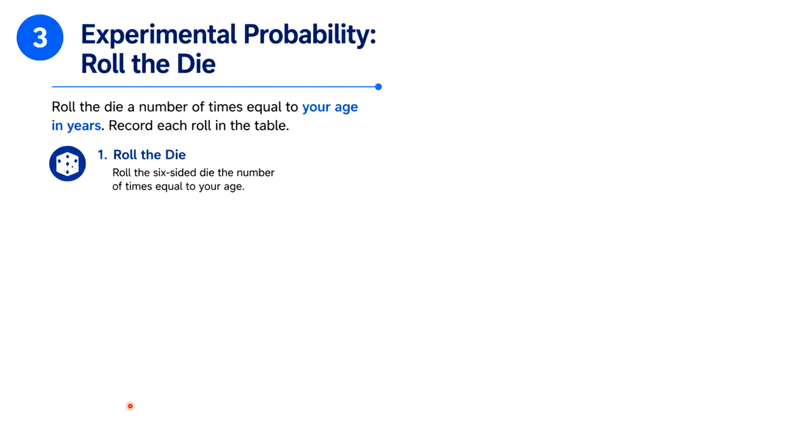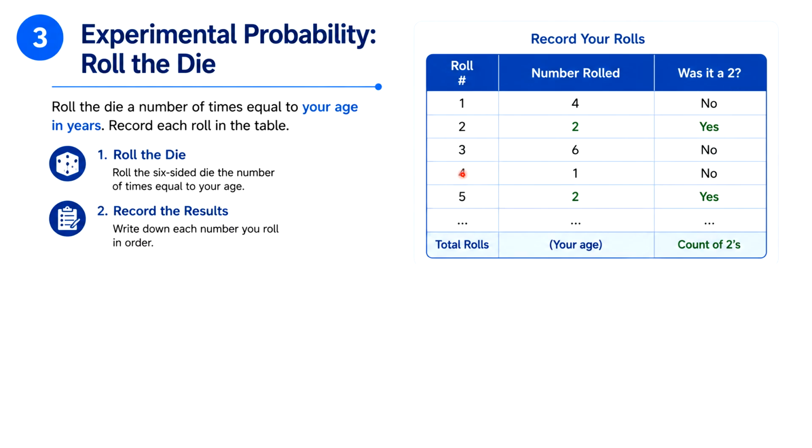And as you roll the die, record every single result in a table. So you will need to create a table, write down roll number 1, roll number 2, and 3, and what is the result of the roll? What was it, a 2? Don't skip any rolls and don't estimate. Write each number exactly as it appears.